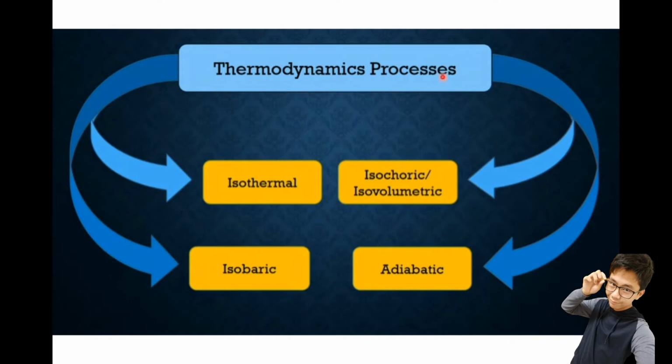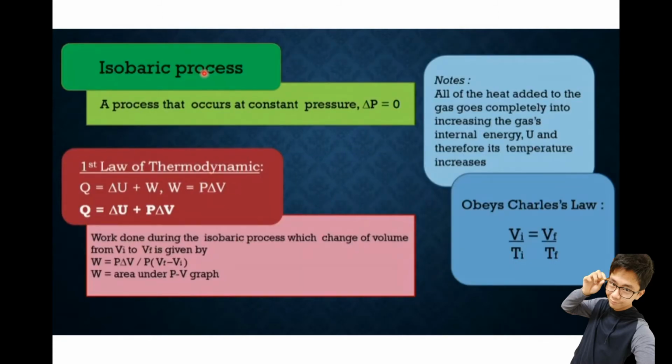Thermodynamic processes are divided into four: the first one, isothermal; isochoric or isovolumetric; isobaric; and adiabatic. I'll be focusing on isobaric and adiabatic. Isobaric process. What is meant by isobaric process? A process that occurs at constant pressure, where delta P is equal to 0.